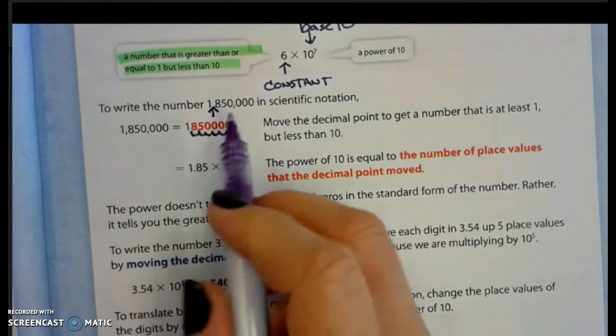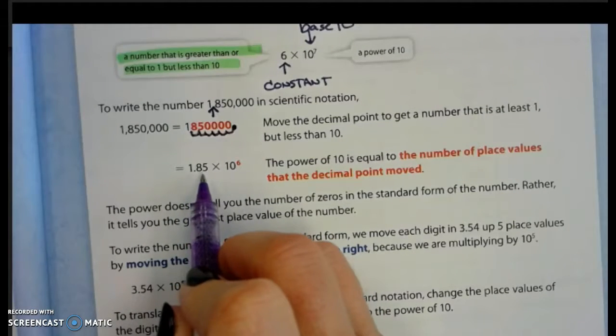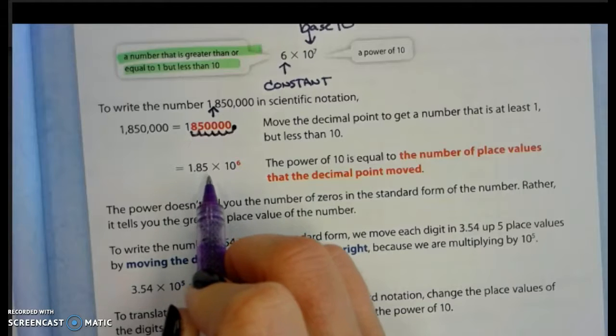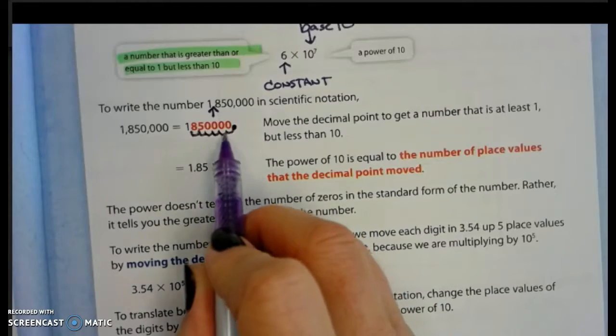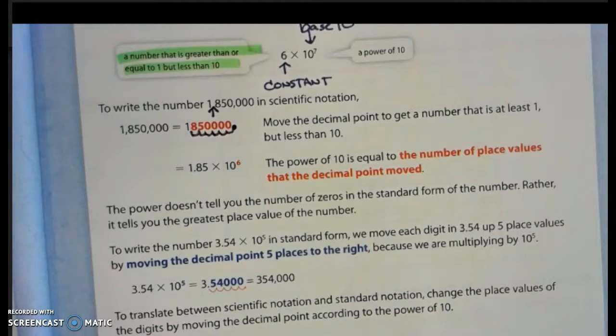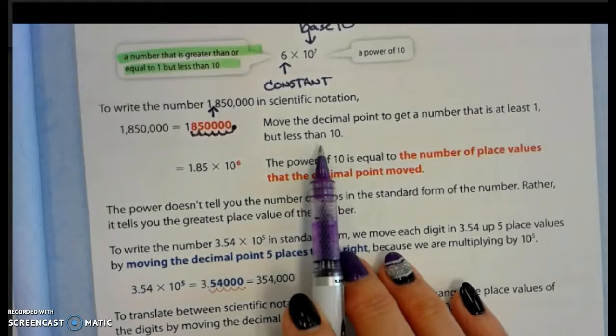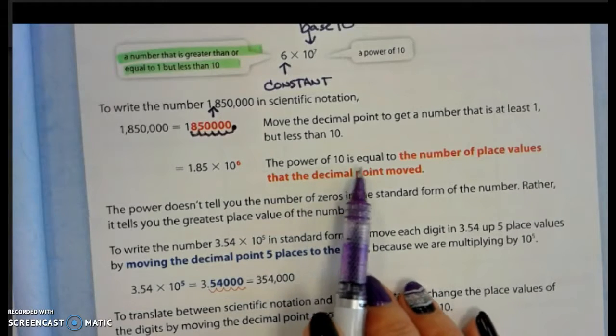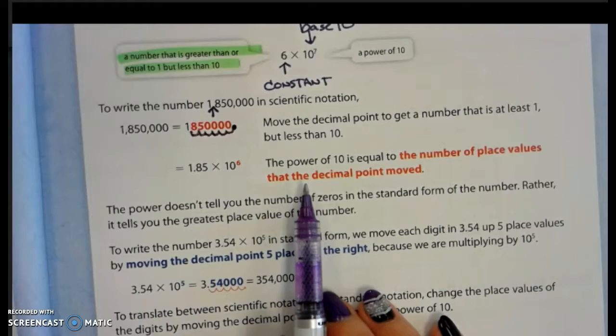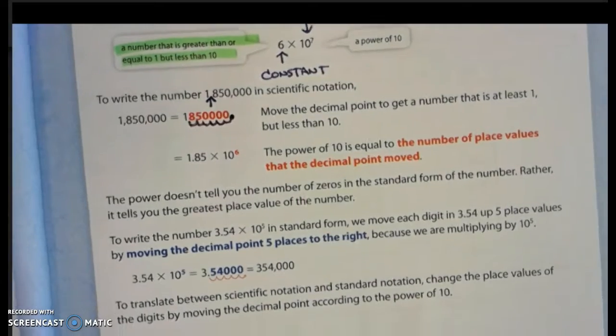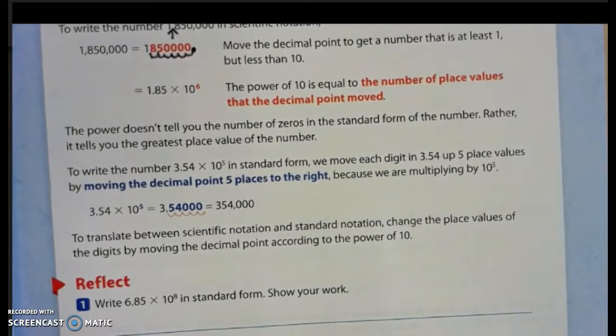Our new constant becomes 1.85. We do not need all those extra zeros. Times the base 10, which will represent the 6 place values with an exponent of 6. So you're going to move the decimal point to get a number that is at least 1 but less than 10. And then the power of 10 is equal to the number of place values that the decimal point moved. The power doesn't tell you the number of zeros in the standard form of the number. Rather, it tells you the greatest place value of the number.